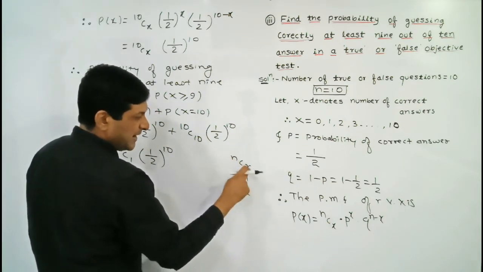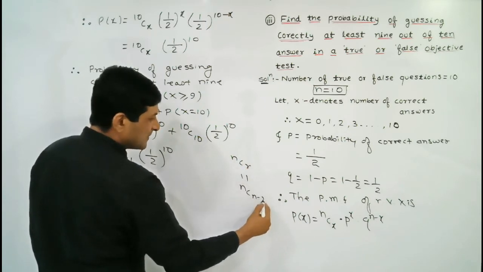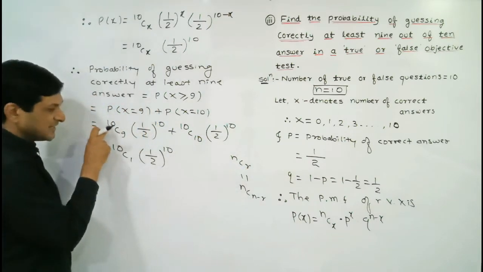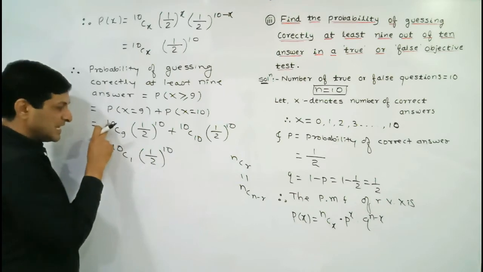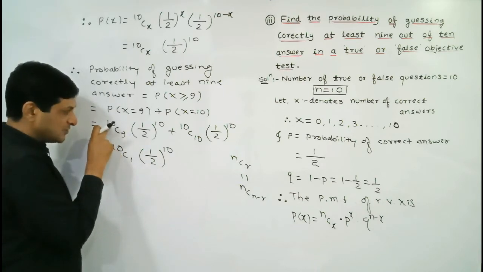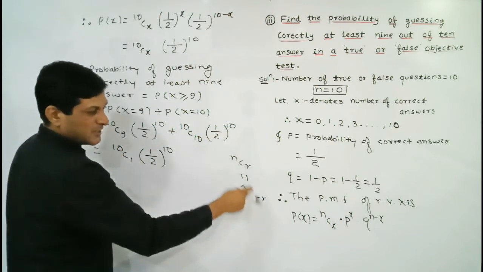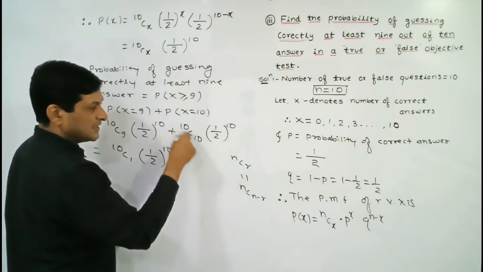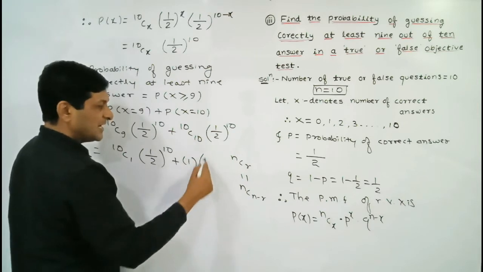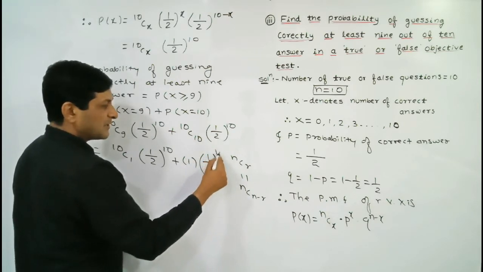r can be replaced by n minus r. r can be replaced by what? n minus r. n is 10, r is what? 9. So 10 minus 9 will be equal to 1 according to this property of combination. Here 10C10 will be equals to 1 and here (1/2) raised to power 10, keep it as it is.